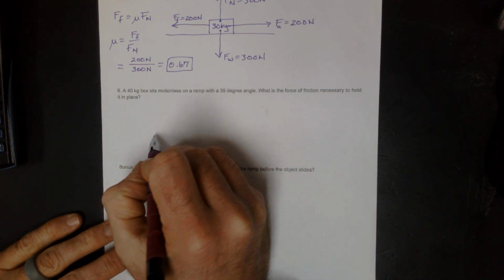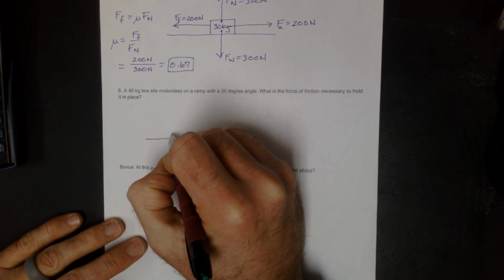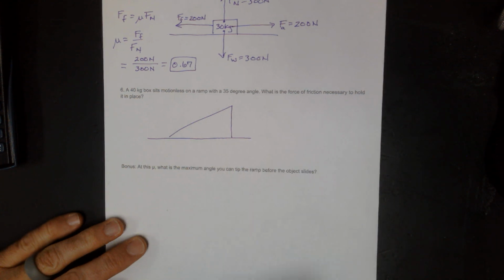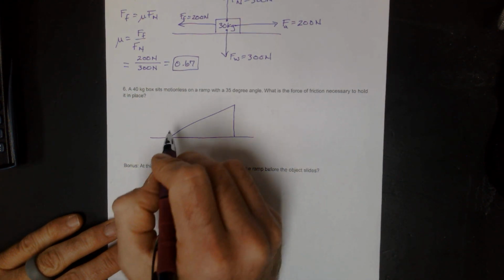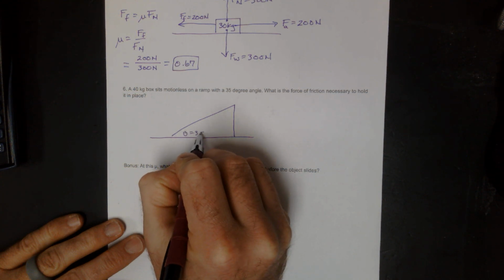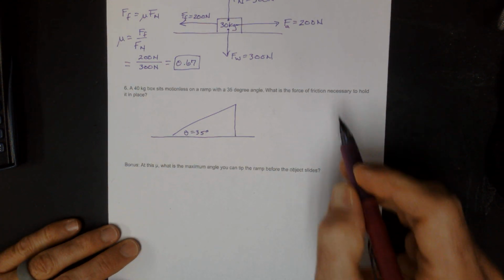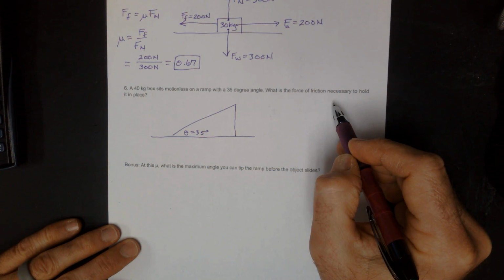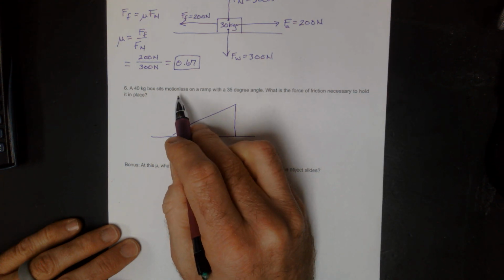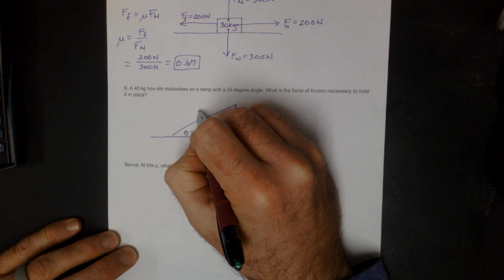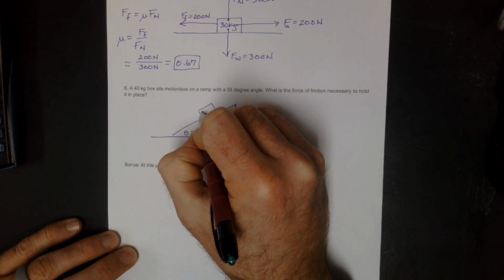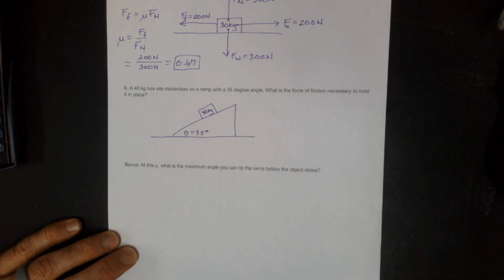So here's what I've got. I've got a 40 kilogram box sitting motionless on a ramp with a 35-degree angle. And it says, what is the force of friction necessary to hold it in place? Now, motionless again implies it isn't moving, which means it's not accelerating, which means all of my forces are in balance here. So I'm going to go ahead and put my box on here, 40 kilograms.